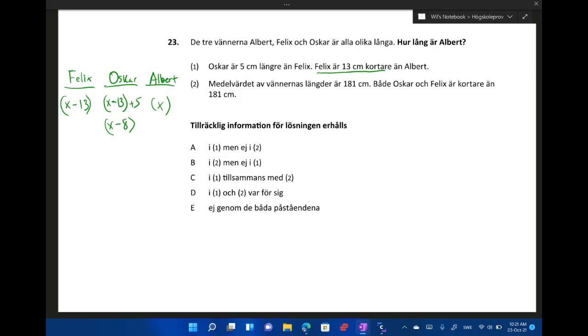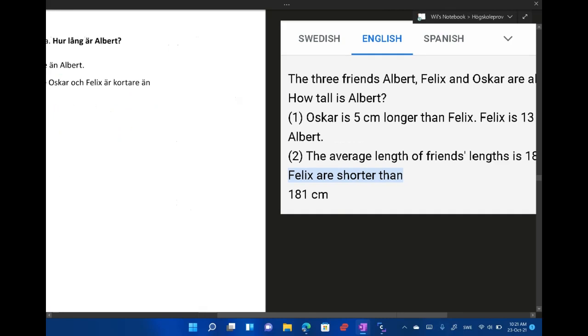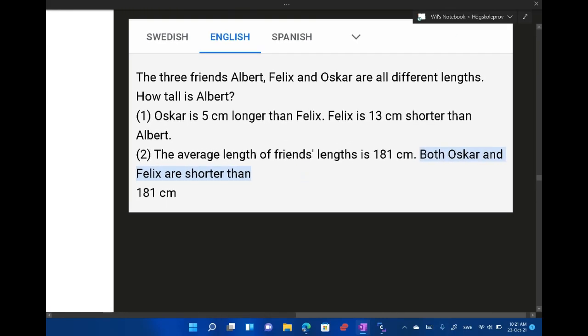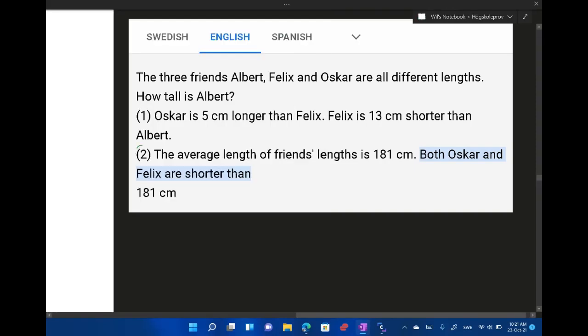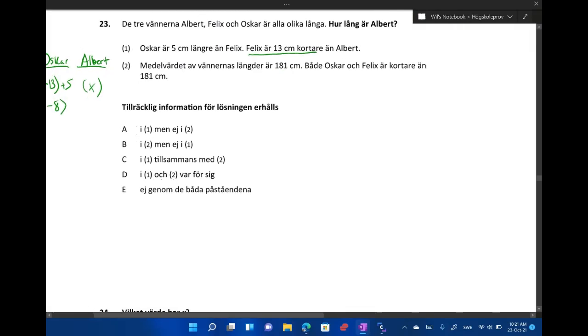Now let's look at option 2. It says the average length of the friends' height is 181, but both Oscar and Felix are shorter than 181. So this piece of information I think is really important. The average height of the friends is 181. Remember, the average is we take the total divided by the number of people. So the number of people here is 3. The average, this is 181. So we need to find what is the total.